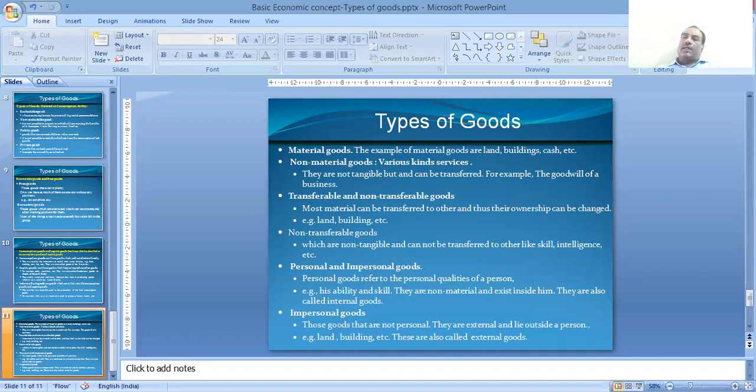So these are the types of goods and services. There are other types of goods and services also. Goods and services together are often termed as products. Products are those goods and services which are available in the market and satisfy human needs and wants.